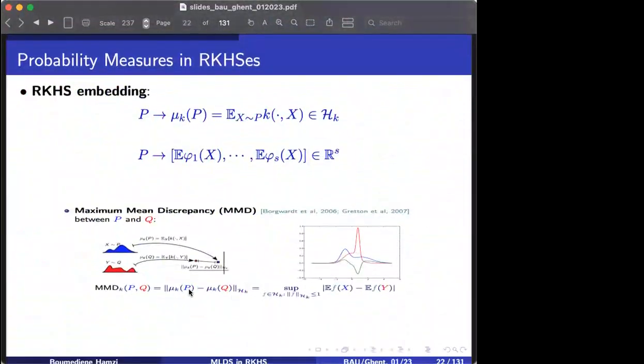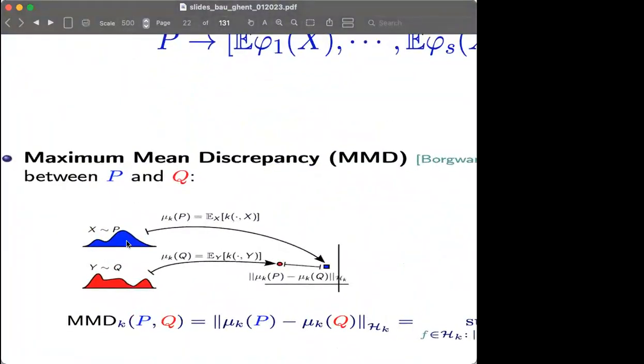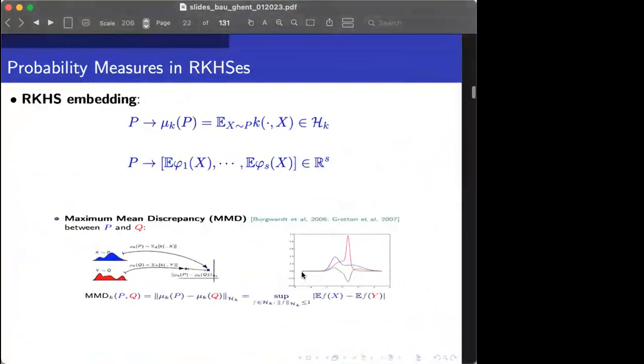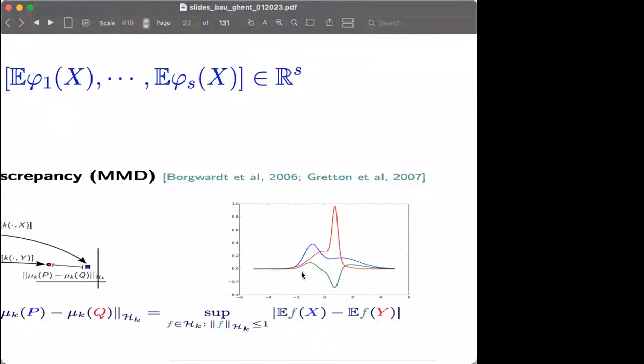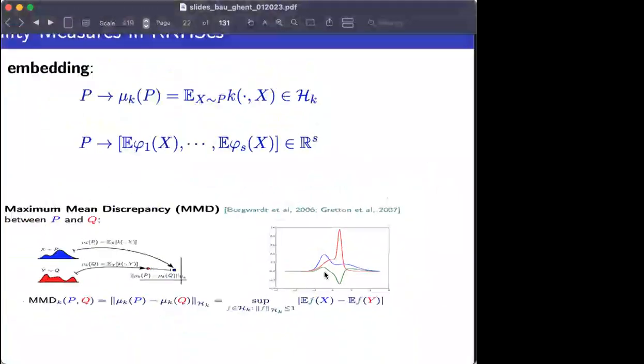This is just an illustration of what we are doing here. We take, for example, a probability measure P and map it into the RKHS, then probability measure Q and map it into the RKHS, and then we compute the means, and this is what the MMD is about. Here, for example, you see the probability distribution P in blue and Q in red, and by computing the MMD, you see it is maximal when the two are far apart.